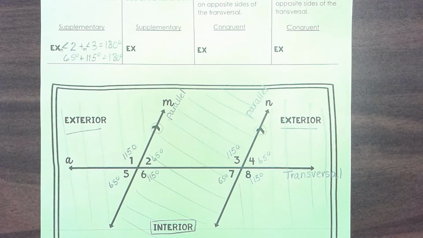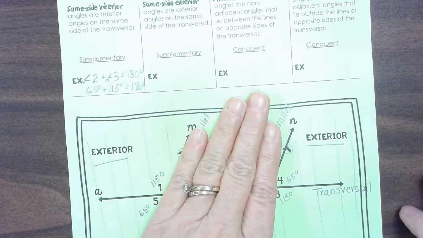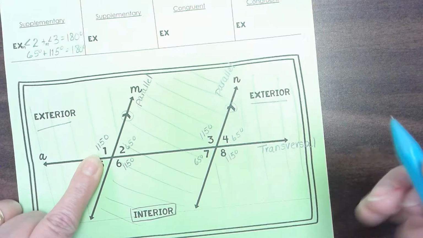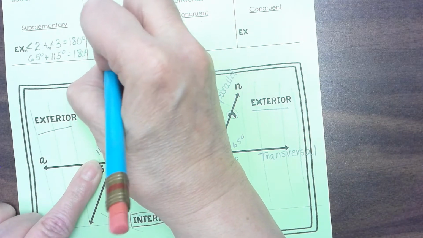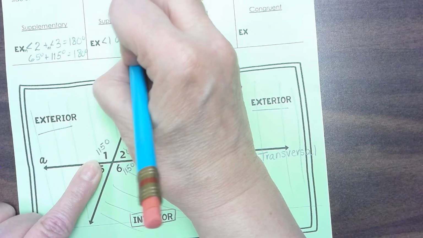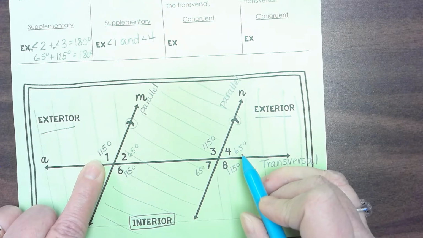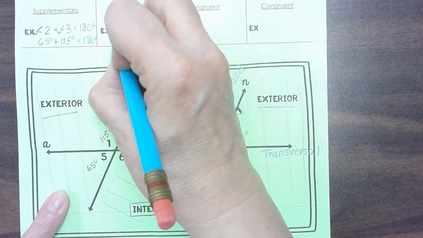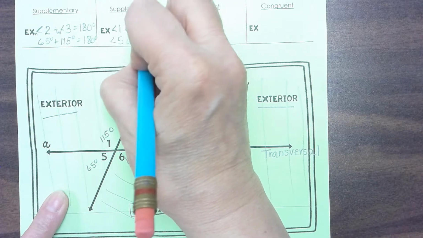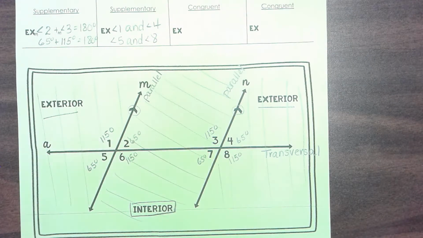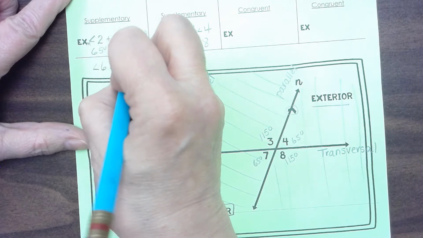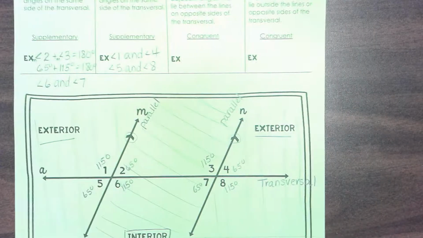Next, we have same side exterior. So none of the middle gets to go, just the outsides get to go. So when I'm looking at this, I'm looking at 1 and 4. So I have angle 1 and angle 4. And if we look at that, 115 plus 65 is supplementary. But I also have angle 5 and angle 8. Whereas in the same side interior, we also have angle 6 and angle 7. That gives us all our pairs.